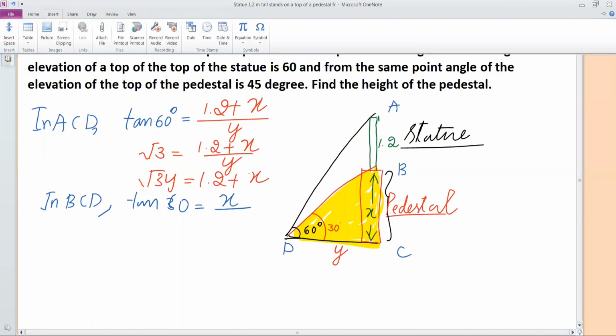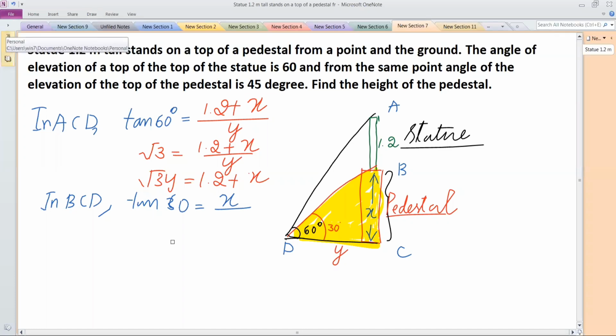Since we get more variables here, we cannot go with this. We shall go with the 45. Sorry for the inconvenience caused by me. It is 45 degree, this also 45 degree. Now already you know that there is no need to solve with this. The denominator is y. Therefore, tan 45 gives x is equal to y.